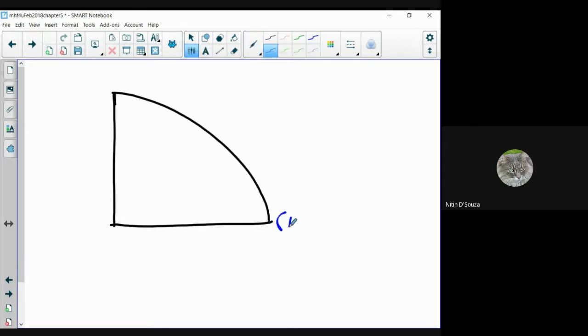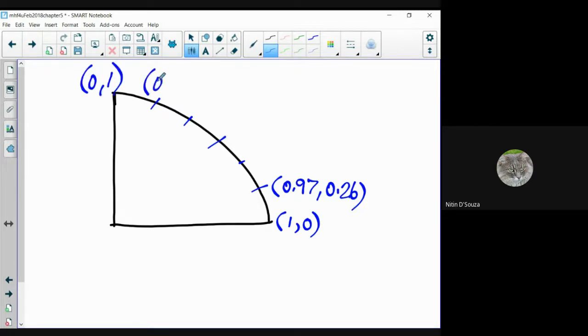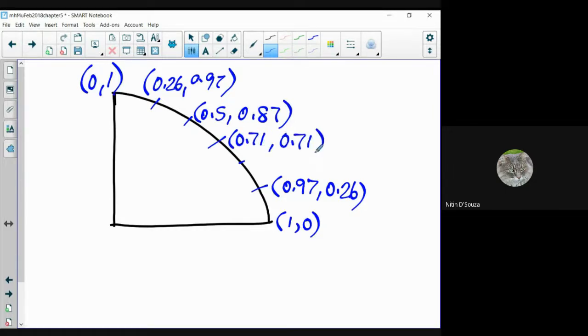You've got 1, 0. You've got 0.97, 0.26. Then you've got 15, 30, 45, 60, 75, 90, which is 0, 1. This one is 0.26, 0.97. This one is 0.5, 0.87, 0.71, 0.71.